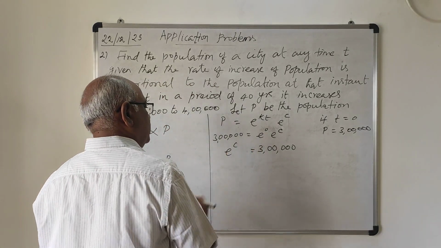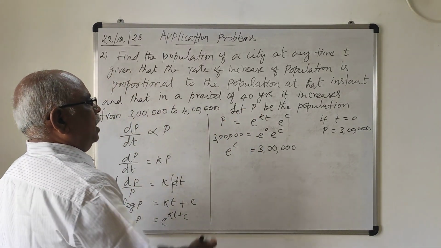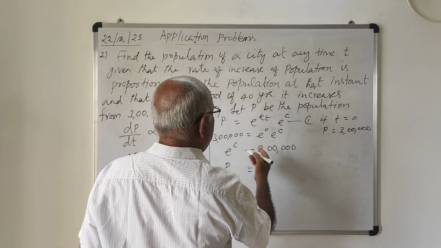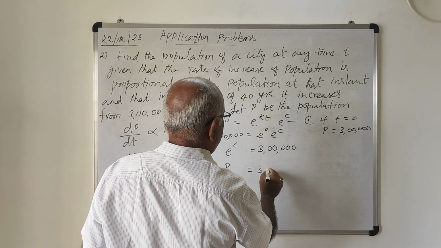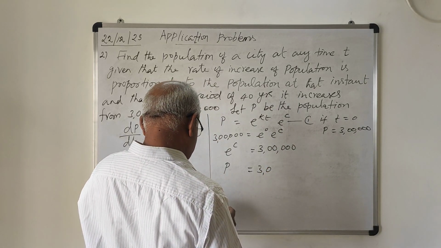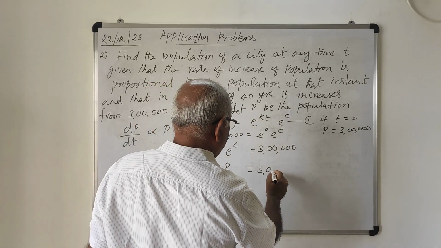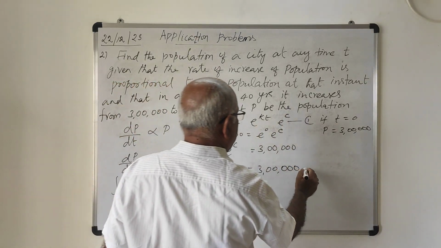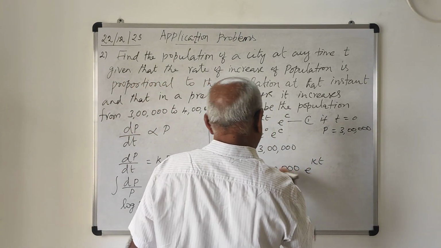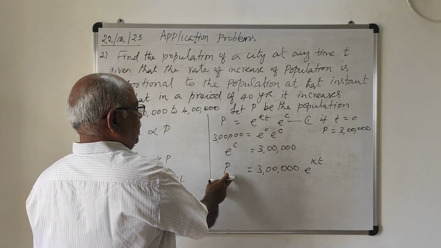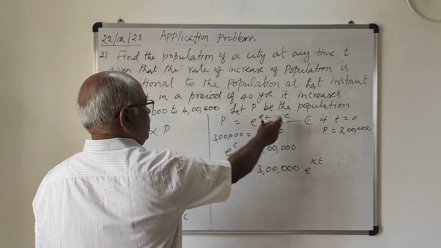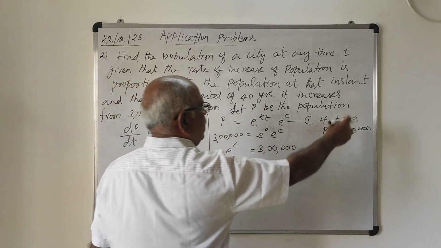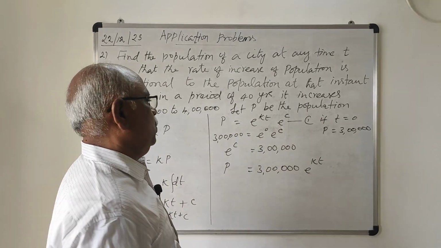So, you substitute this e power c value in equation 1. Population is equal to 3 lakhs into e power kt. This is your equation 1, where e power c is 3 lakhs, determined by using the condition that time is 0.